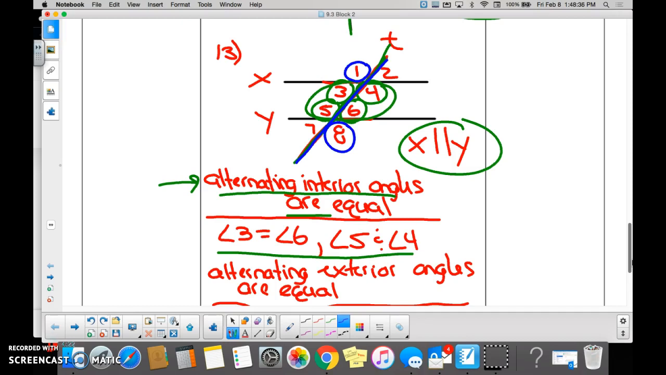Yes. And if you really want to double check to make sure they're the same, what kind of angle is this one? Obtuse. What kind of angle is this one? Obtuse. We cool? And then the other last two would be 7 and 2. They're also alternating exterior angles, right? So you could explain that angles are equal by using the definition or the words alternating interior angles or alternating exterior angles. So are you good? Questions?